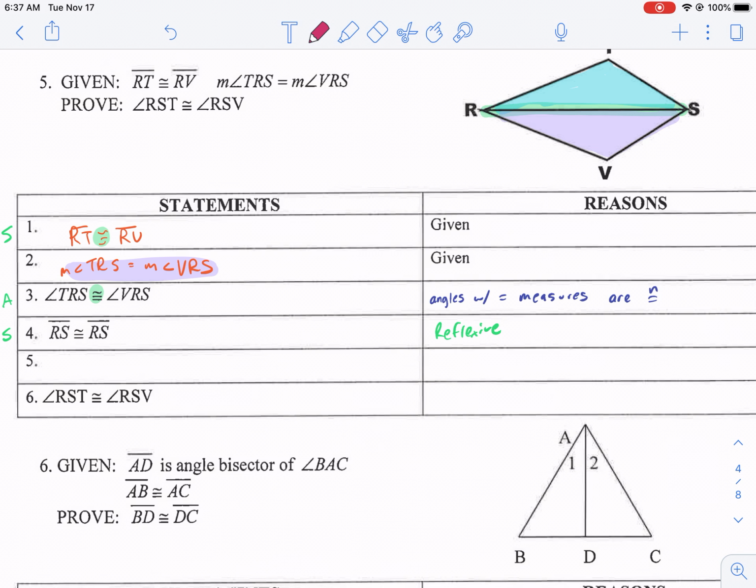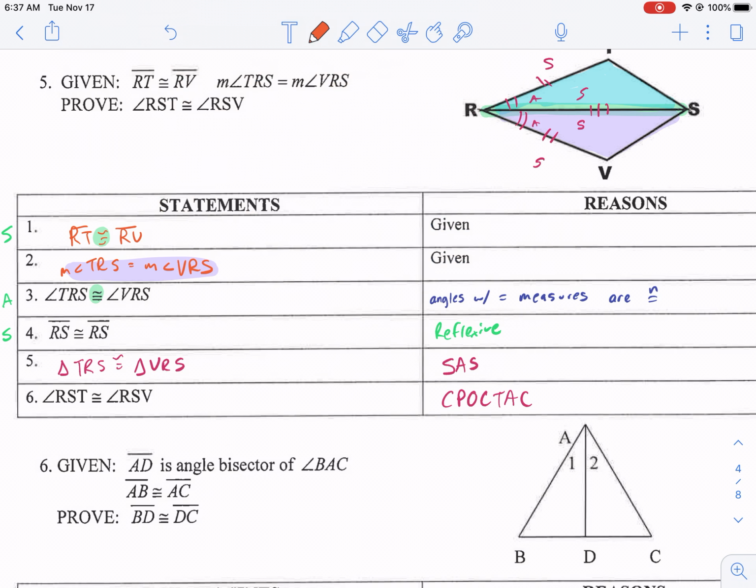So we have RT congruent to RV, we have TRS, that's this one, and then VRS, that's this one, okay? And then we have this reflexive side here. So guess what? That is side, angle, side for both of them. So we're going to say triangle TRS congruent to triangle VRS, and that's side, angle, side. And then we can say these are congruent, CPCTC. Everything about this triangle is congruent.